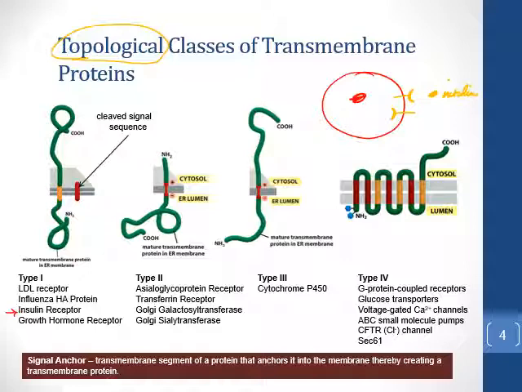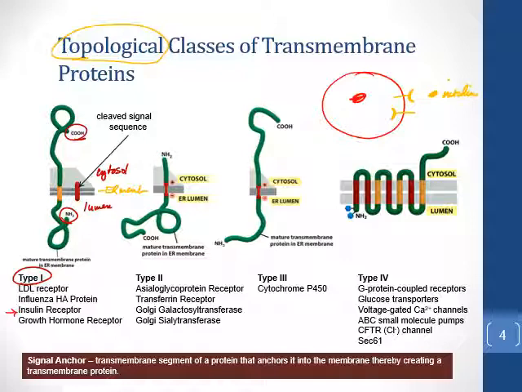So let's look at these classes. The insulin receptor that we just talked about is an example of a type 1 transmembrane protein. So what is a type 1 transmembrane protein? Well, when that protein is inserted into the ER, by the way, this is the ER membrane right here. Okay, so this would be the lumen, and this would be the cytosol. So a type 1 transmembrane protein is going to have one transmembrane domain. It spans the membrane one time. The amino terminus of that protein is in the lumen of the ER, and the carboxy terminus is in the cytosol. Now that's true for the insulin receptor, the growth hormone receptor, and the LDL receptor.